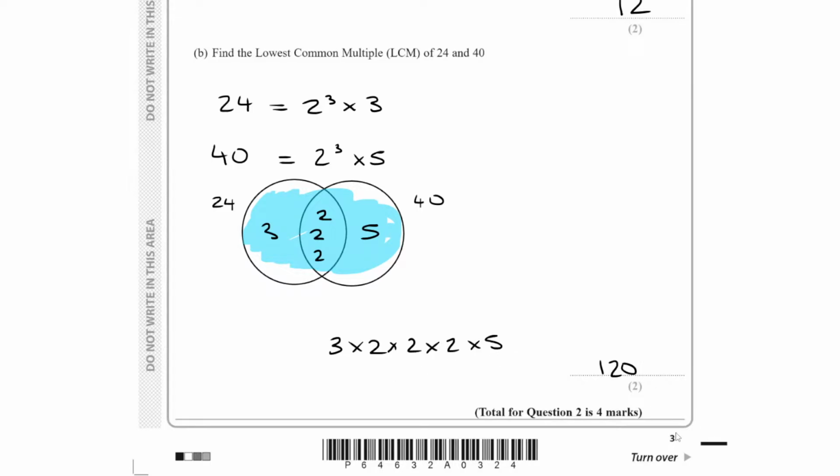There we go. So 4 marks. But again, they have kind of mentioned this. This was one of the questions, wasn't it? The highest common factor in paper 1. So I don't know if they'll ask you this again.